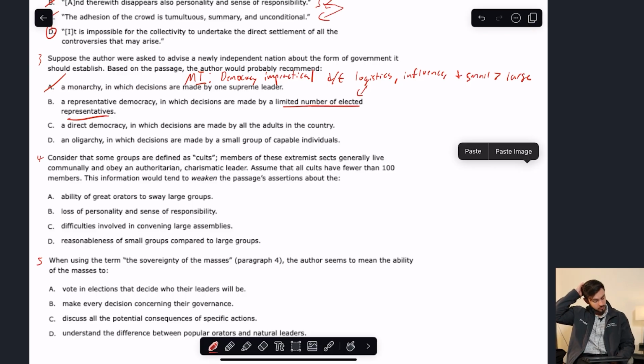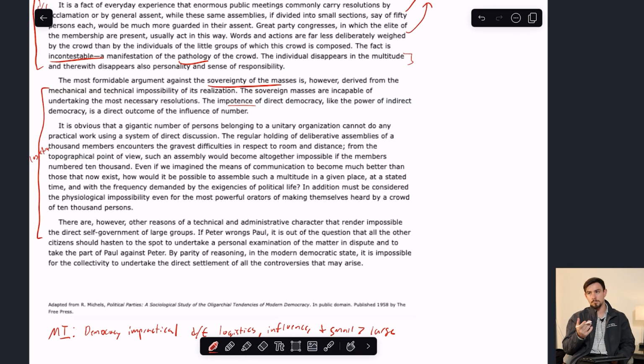Number 5 says, when using the term the sovereignty of the masses in paragraph 4, the author seems to mean the ability of the masses to... You could technically answer this with the main idea, but whenever they give me a passage reference, I usually just go and take a peek at it unless I'm running behind on time. So paragraph 4, we're right here. It says, the most formidable argument against the sovereignty of the masses is, however, derived from the mechanical and technical impossibility of its realization. The sovereign masses are incapable of undertaking the most necessary resolutions. The impotence of direct democracy, like the power of indirect democracy, is a direct outcome of the influence of numbers. This is saying you get a big group of people together, they can't decide what to eat. We've all been in the group messages.